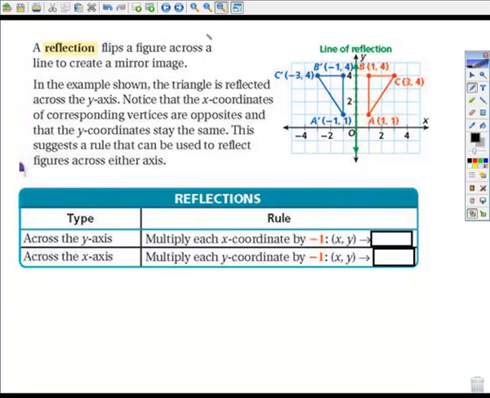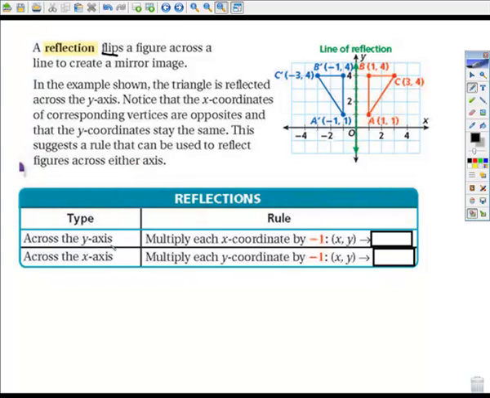All right, next we're going to look at a reflection. A reflection flips a figure across a line to create a mirror image. In the example shown over here, the triangles are reflected across the y-axis. If we were to fold this right across the y-axis, these two triangles would lie perfectly on each other. Notice that the x-coordinates of the corresponding vertices are opposites: 3, -3, 1, -1, 1, -1. The y-coordinates are the same, so this suggests a rule that can be used to reflect figures across either axis.